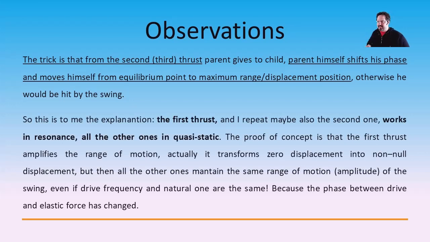So this is, to me, the explanation. The first thrust, and I repeat, maybe also the second one, but the first thrust, works in resonance. All the other ones are quasi-static. The proof of concept is that the first thrust amplifies the range of motion. Actually, it transforms zero displacement into non-null displacement. But then all the other ones maintain the same range of motion, the same amplitude of the swing, even if the drive frequency and the natural one are the same, because the phase between drive and elastic force has changed.